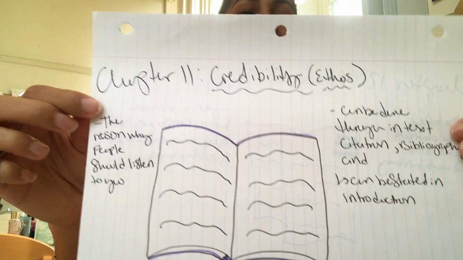Chapter 11 is credibility or ethos. It is important to build your credibility when you're giving a speech because credibility is the reason why people should listen to you. This can be done through in-text citations, bibliographies, or it can be stated in your introduction. Most of the time, a good speech will have all three.